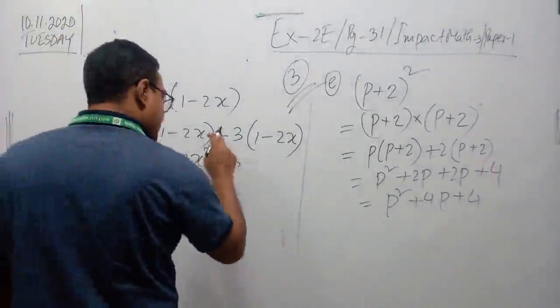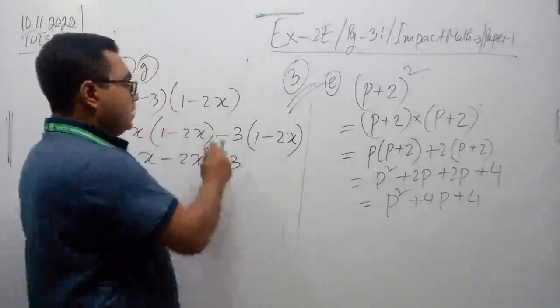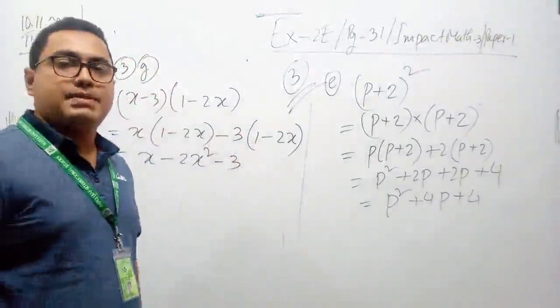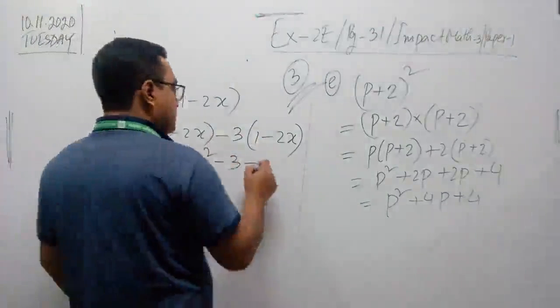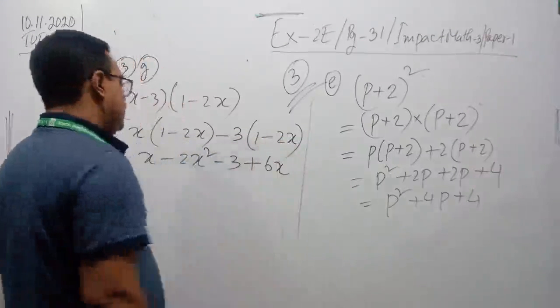Now the important thing is minus into minus, minus into minus, same sign. If you multiply same sign, that is going to be plus sign. So 3 into 2x is 6x.